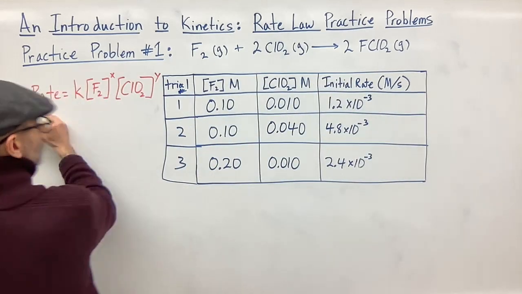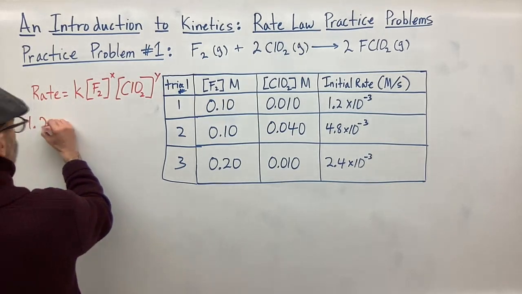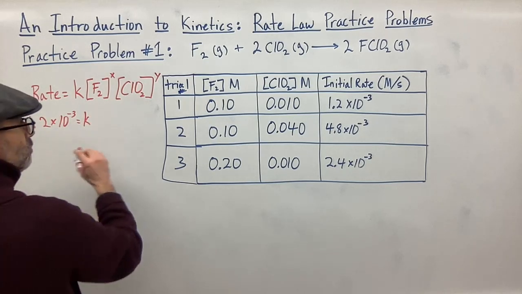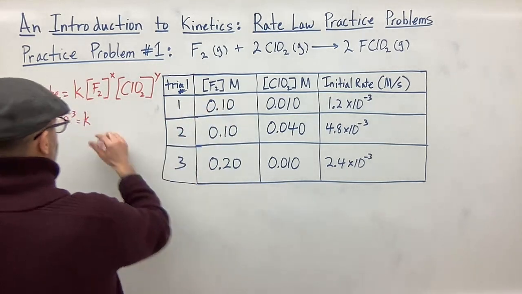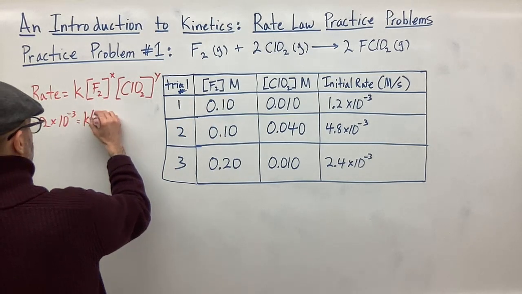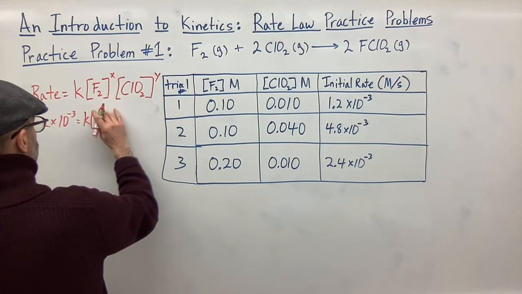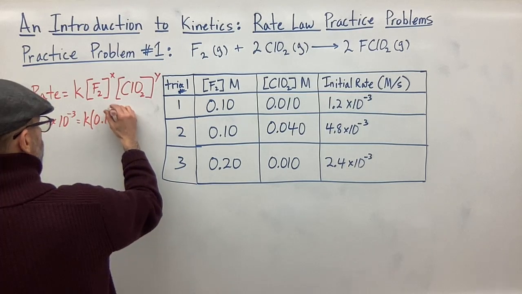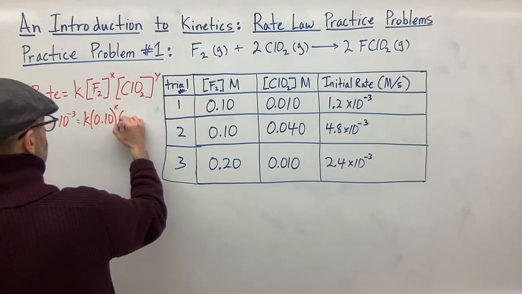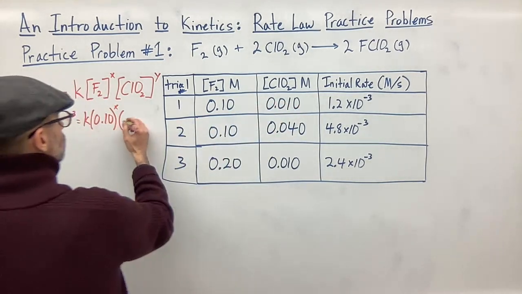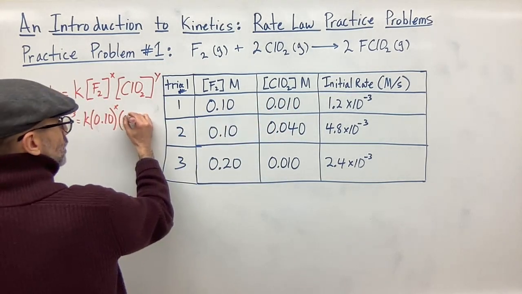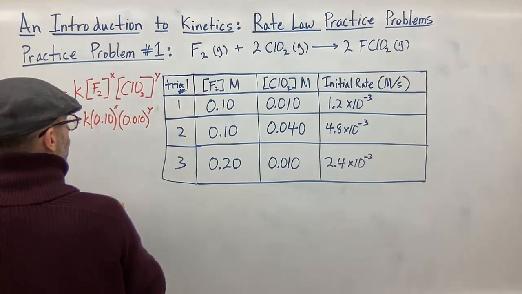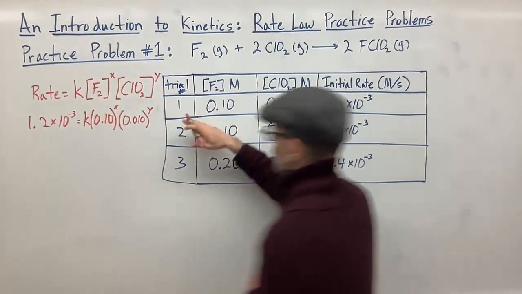So we can write that down. So that would be 1.2 times 10 to the negative 3 is equal to K times the F2 concentration, which is 0.10 to the x, times our concentration here, which is 0.010 to the y. So that's the first trial.